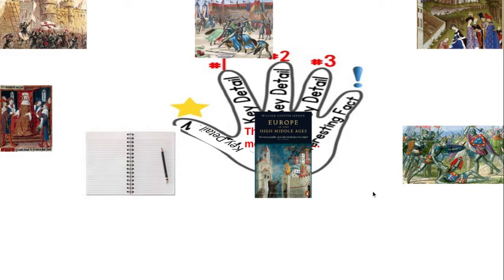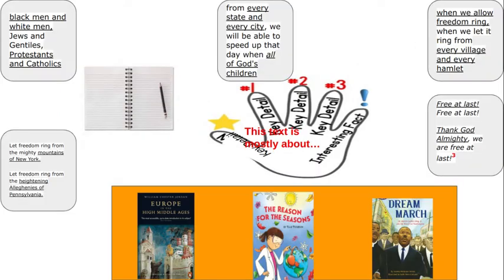Now, usually it won't be just pictures. Oftentimes it'll be text too. Take a look at these different texts in corner 1. Free at last, thank God Almighty we are free at last. Or when we allow freedom to ring, when we let it ring from every village and every hamlet, from every state and every city, we'll be able to speed up that day when all God's children, black men and white men, Jews and Gentiles, Protestants and Catholics, let freedom ring from the mighty mountains of New York, let freedom ring from the heightening Alleghenies of Pennsylvania, right? There's 1, 2, 3, 4, 5 details. And notice how there are little underlined portions in each.